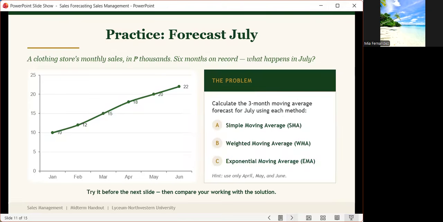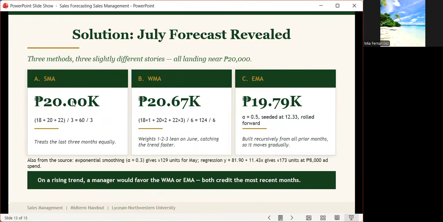Okay, so that's it. So you can see a simple practice problem here. A clothing store's monthly sales in thousands, 6 months on record. In January, you have 10,000, February 12,000, March 15K, April 18K, May 20K, June 22K. So compute for SMA, WMA, and EMA. In here, it shows for SMA, 18 plus 20 plus 22. So you just have to get the average. So what's that again?